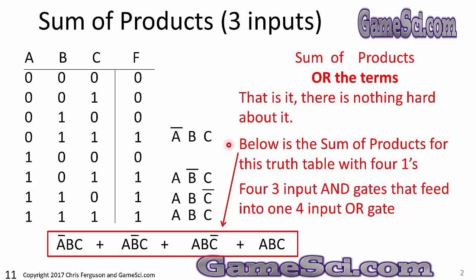Below is the sum of products for this truth table with 4 ones in it. 4 3-input AND gates that feed into one 4-input OR gate. Here's the term for the first line of the table that produces a 1. Here's a term for the second line in the table that produces a 1. Here's a term for the third line and the fourth line that produces a 1 on the output. At this point, if you were good at Boolean algebra, you could use Boolean algebra to simplify this sum of products expression.